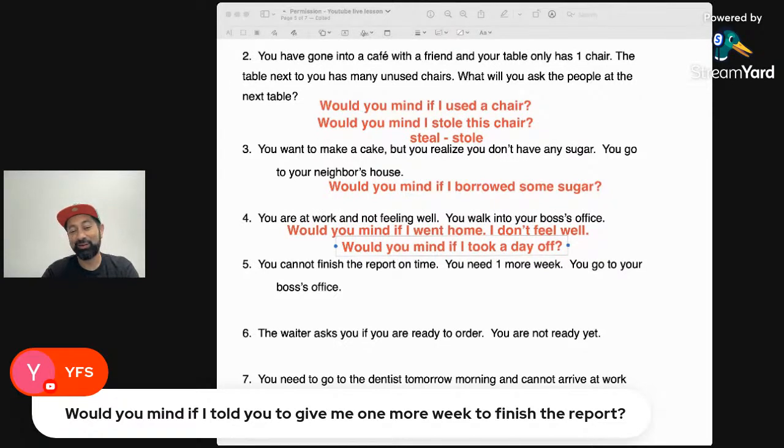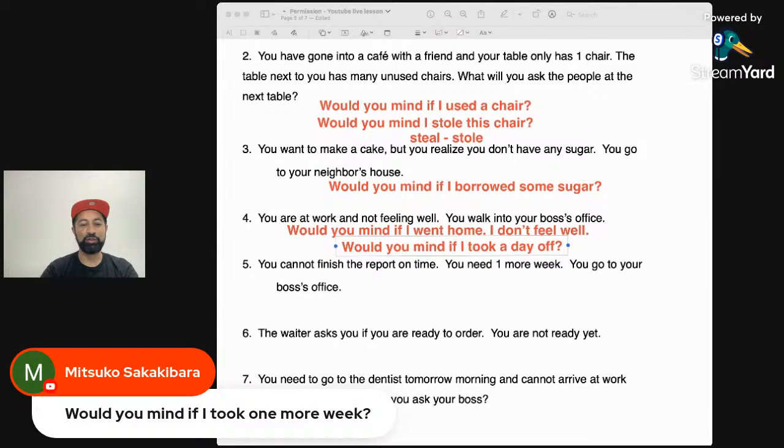Grammatically, you're not so bad here. The grammar is pretty good. There's a couple of mistakes, but you don't want to tell your boss anything. You want to ask your boss for something. Grammar is okay, but it's too strong. Mitsuko, would you mind if I took one more week? That's okay. If you're going to take another week, yeah, that would work. That's a good answer.